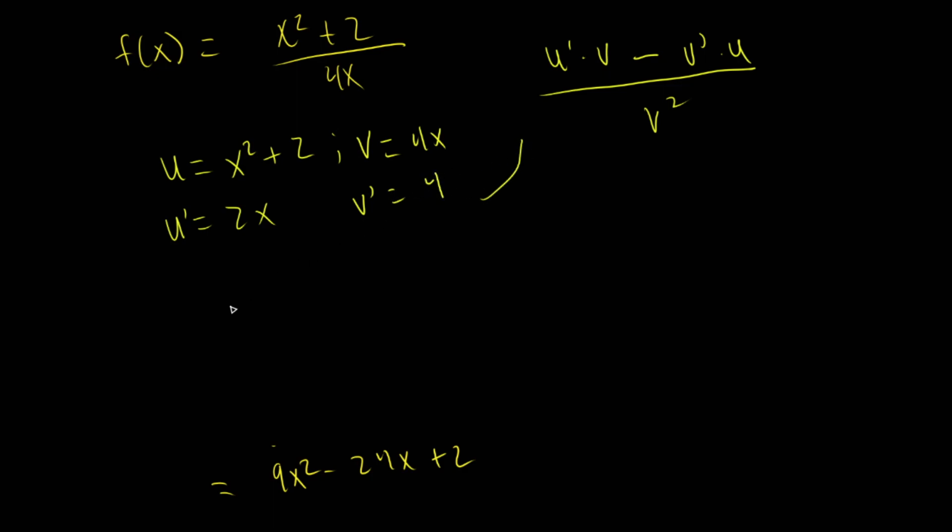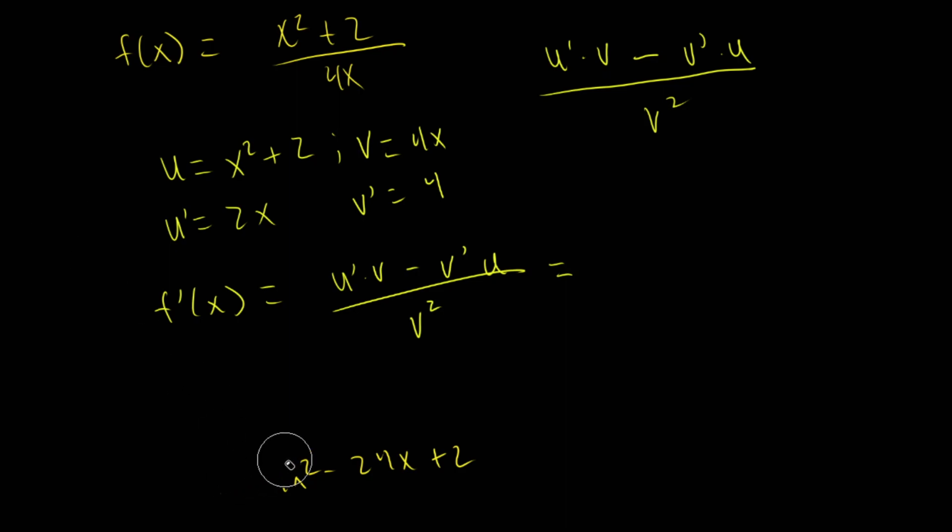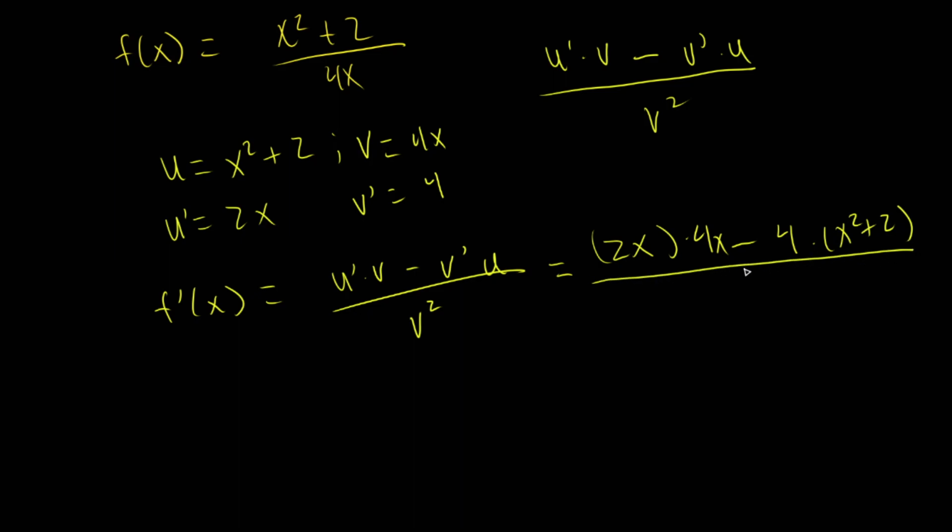Let me just substitute it in. So u prime will be 2x. So sorry, let me write this more clearly. So f prime at x would equal u prime times v minus v prime times u divided by v squared. And then if we just substitute it in, here, let me erase this so we have a bit of extra space. We just substitute everything in, we have 2x times 4x, or sorry, this is actually 4x, minus 4 times x squared plus 2, divided by v squared. And then what is v squared? That is going to be 4x squared.